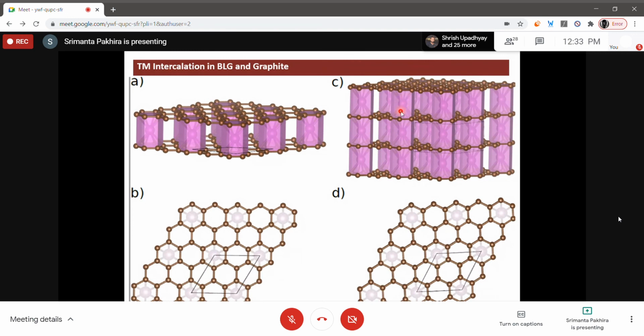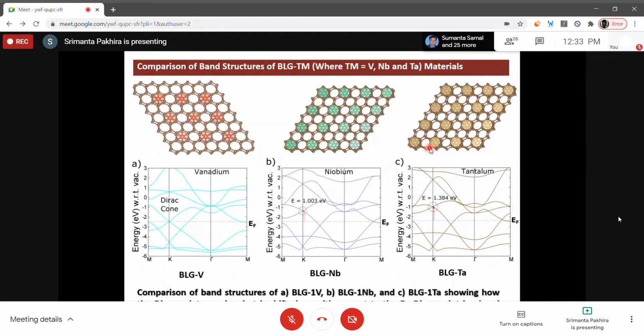So we found that we continued with all first row transition metal elements, and except vanadium, none shows this Dirac cone. Okay, and this is the layer I highlighted by a parallelogram, which is the hexagonal structure. This is the unit cell we considered. Here is the unit cell. This is the 3D unit cell we have defined for the crystal structure calculation. Okay, and this is the summary we did.